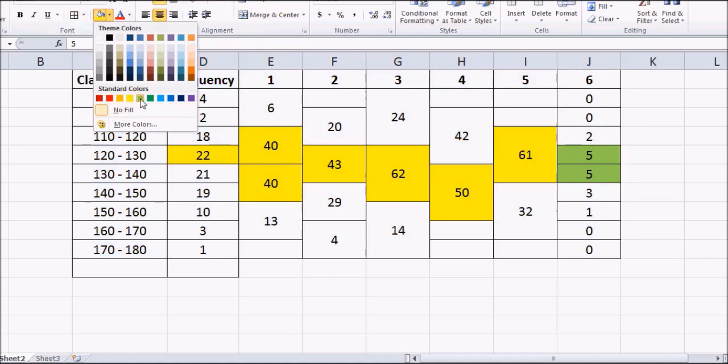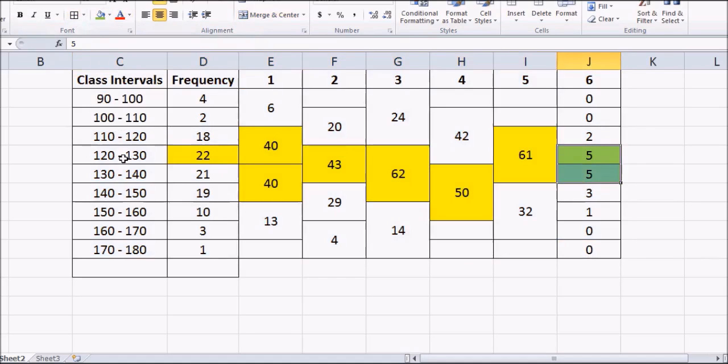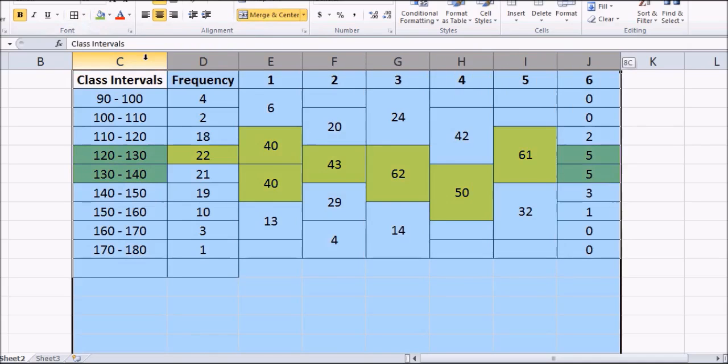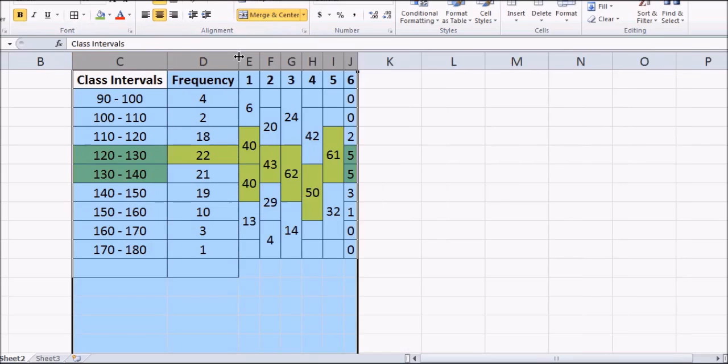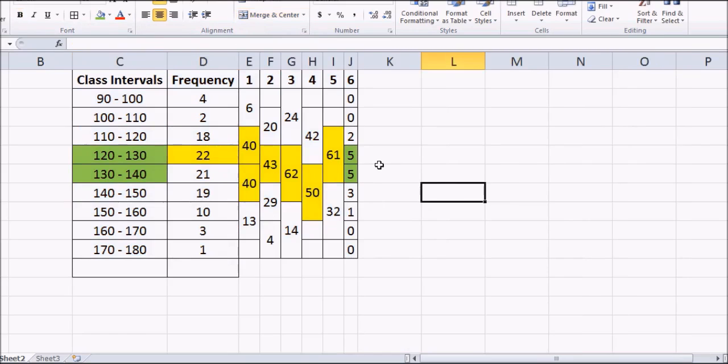Of course we can't pick both the classes corresponding to 120 as the modal class, because we need to have only one, and so clearly this is a case of ill-defined mode. We will have to use the empirical formula, and we will have to find the mean and median.